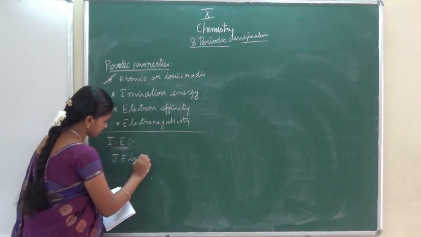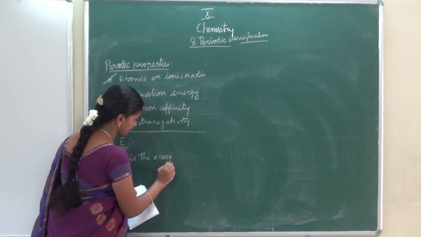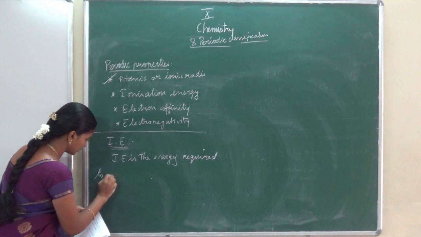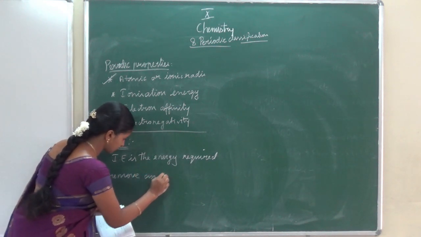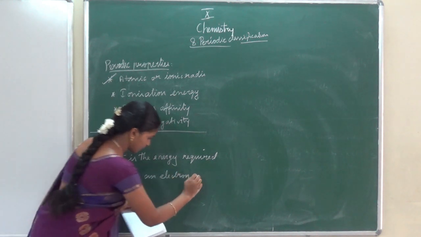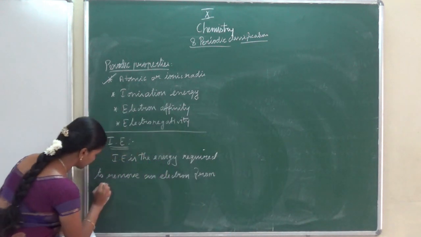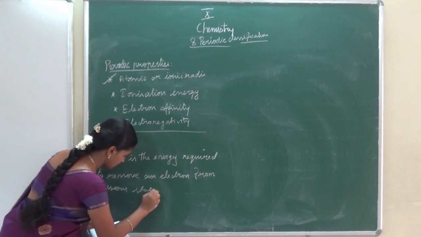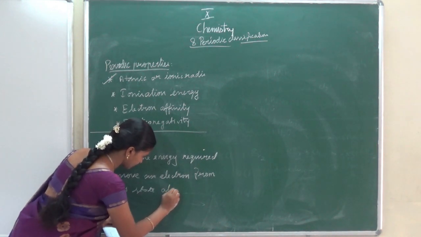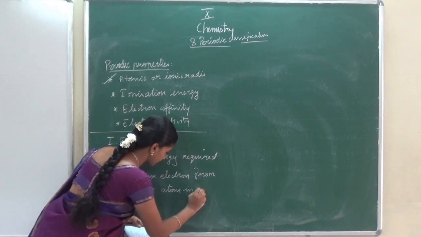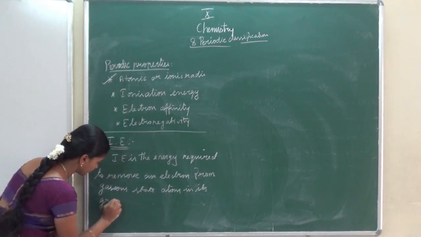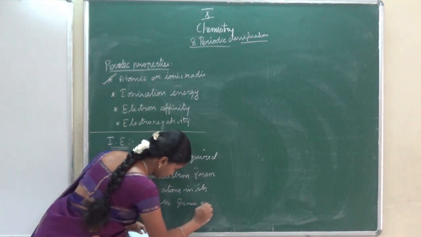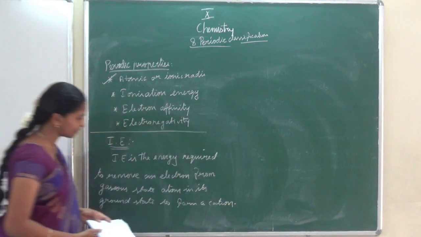Ionization energy is defined as: ionization energy is the energy required to remove an electron from a gaseous state atom in its ground state to form a cation. This is what ionization energy is.